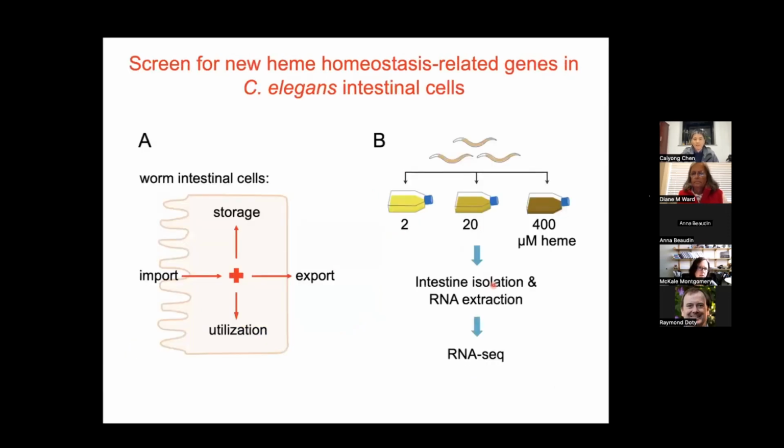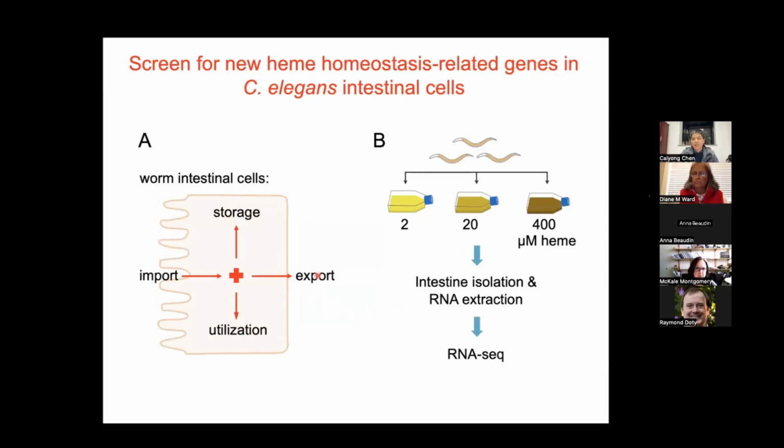In C. elegans, the tissue that is most important for heme homeostasis is the intestine. The intestinal cells need to import heme, utilize heme, store heme, and export heme to other tissues.